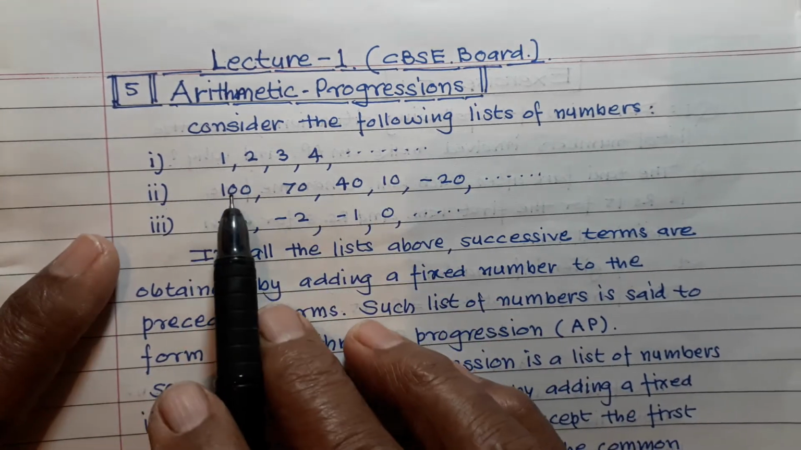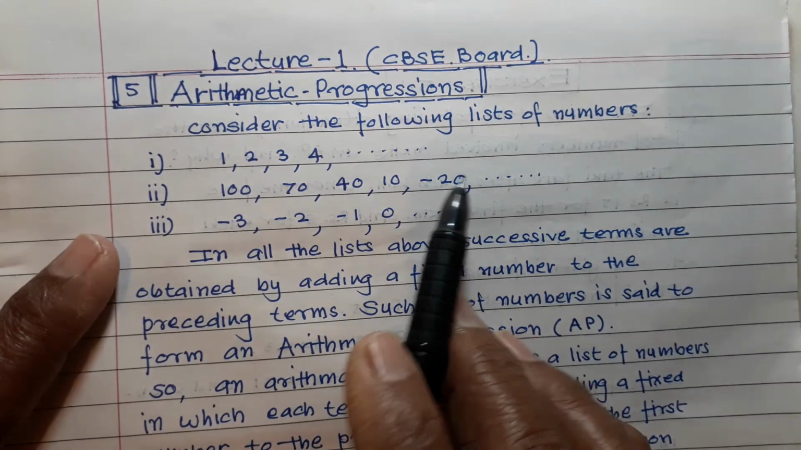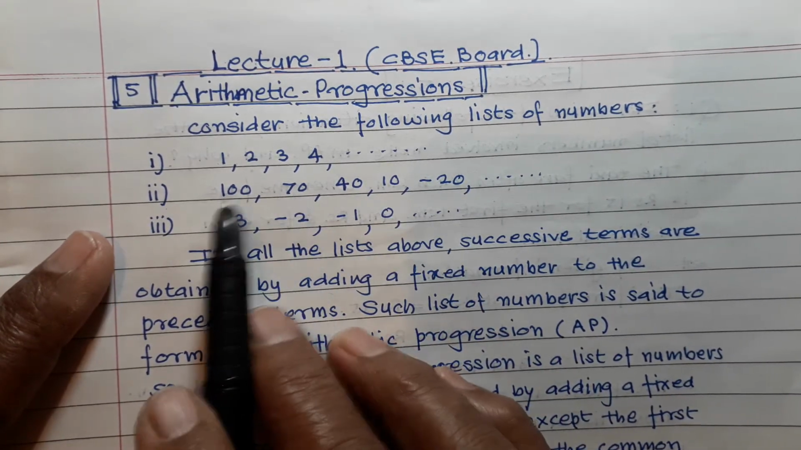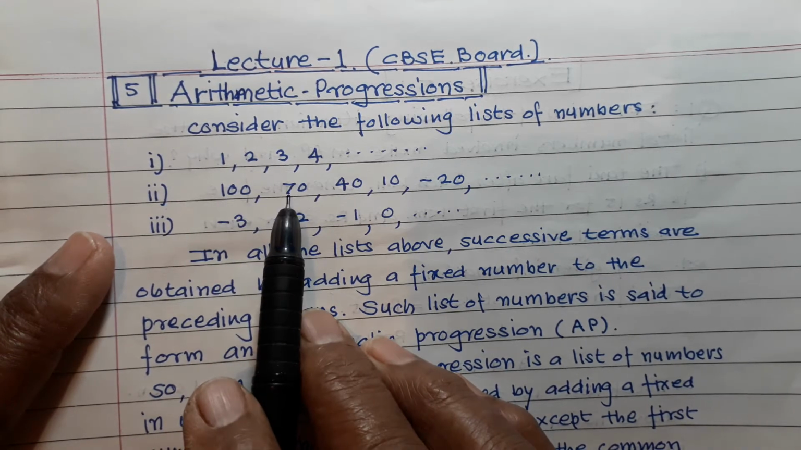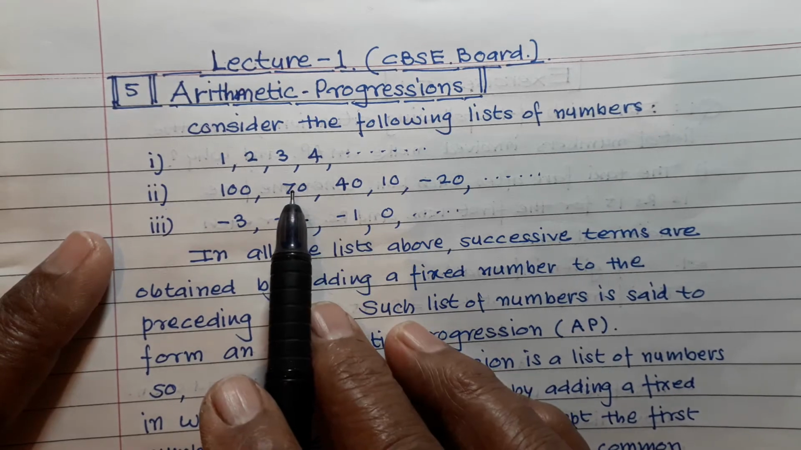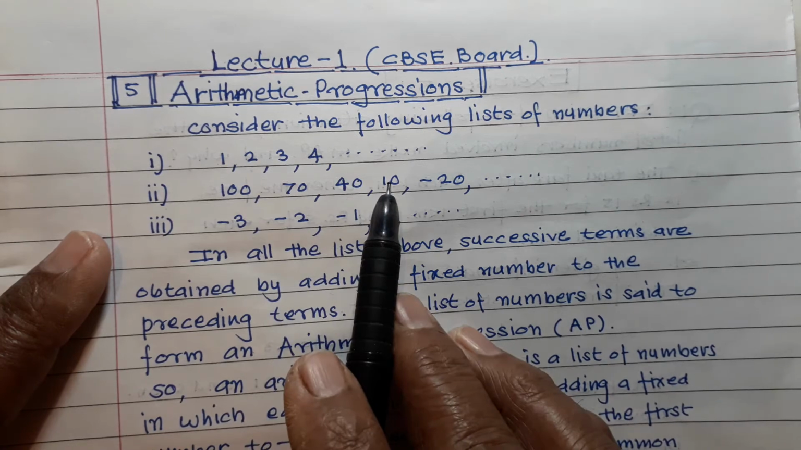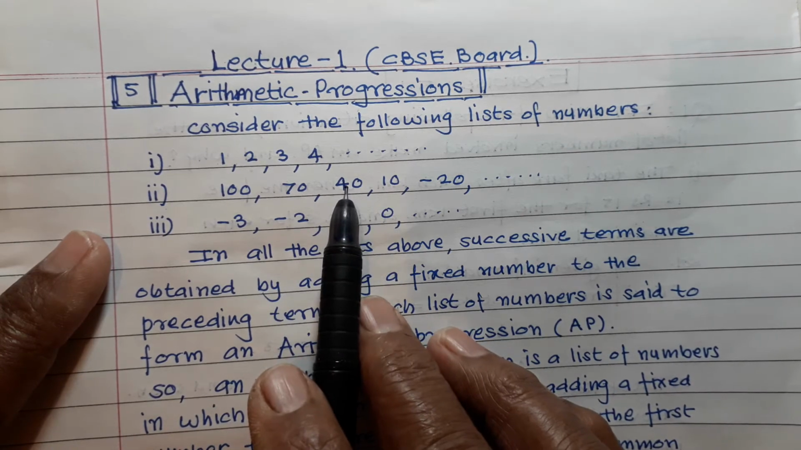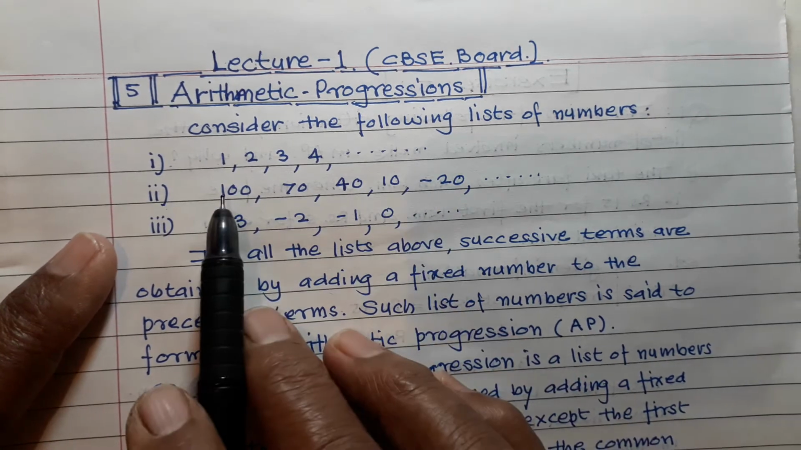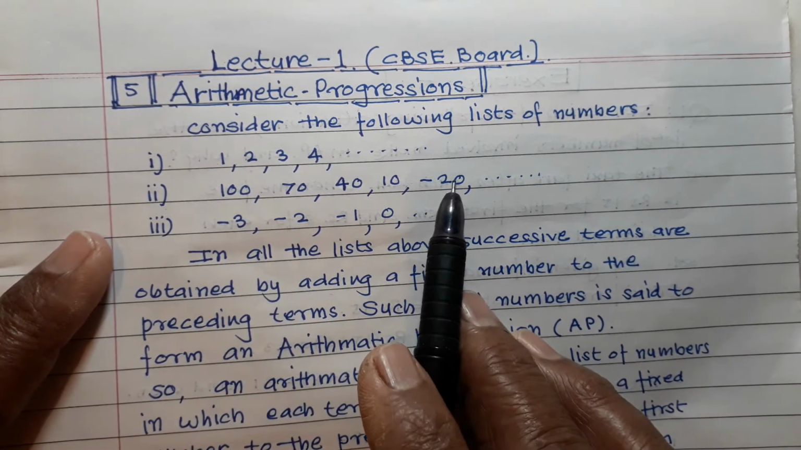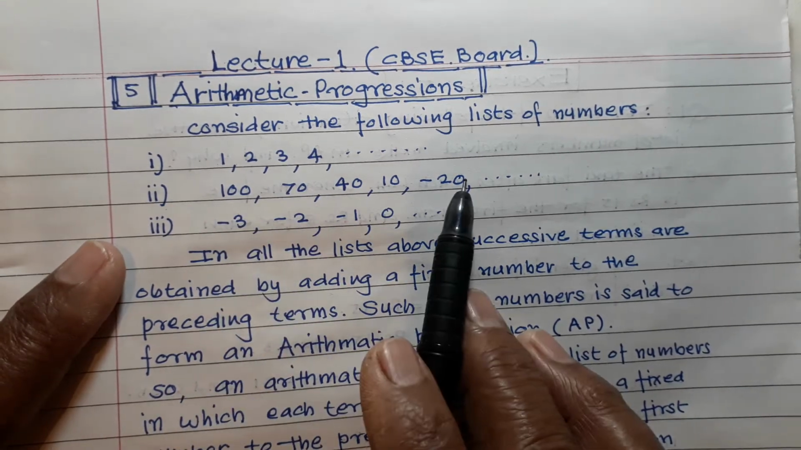So for example, 100, 70, 40, 10, minus 20. 70 minus 100 gives you minus 30. 40 minus 70 gives you minus 30. 10 minus 40 gives you minus 30. Okay, so therefore this list of numbers is an AP.